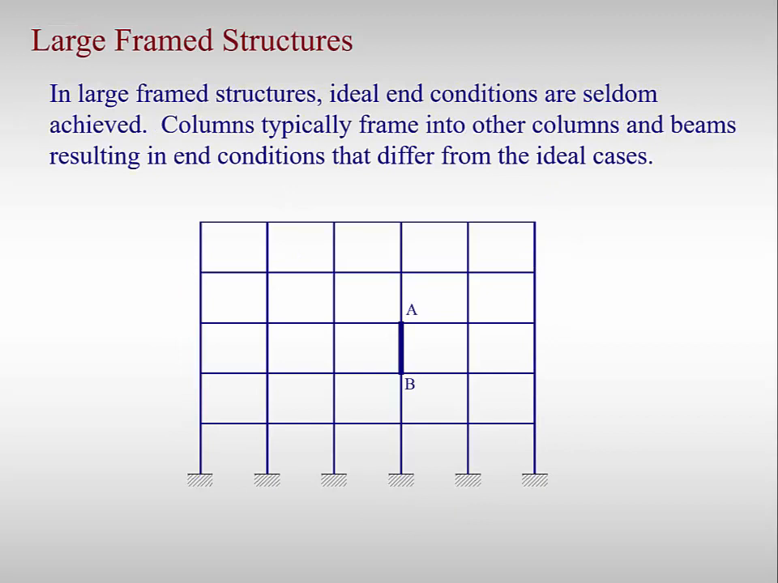The 6 isolated column cases just discussed have one of the 4 idealized end conditions. Now consider columns in a building frame. The stiffness of the column ends is somewhere between truly pinned and truly fixed because of the other members framing into the column ends.